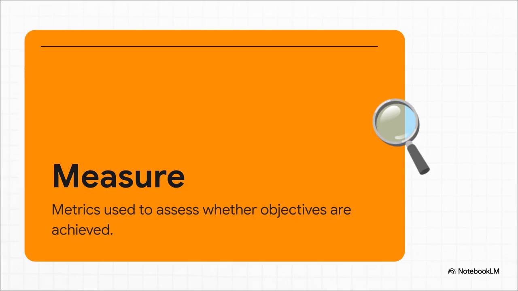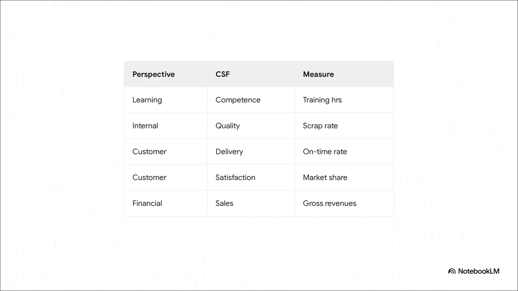You could use a grading system where customers rate your service, and then you just track the percentage of excellent ratings. Boom, quantified. Let's categorize some of these measures using typical examples you might see on the exam. Starting at the bottom with learning and growth, if your critical success factor is the competence of your workers, your specific measure might be hours of training, or maybe personnel turnover.